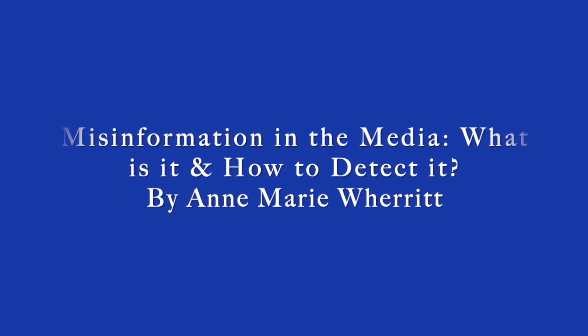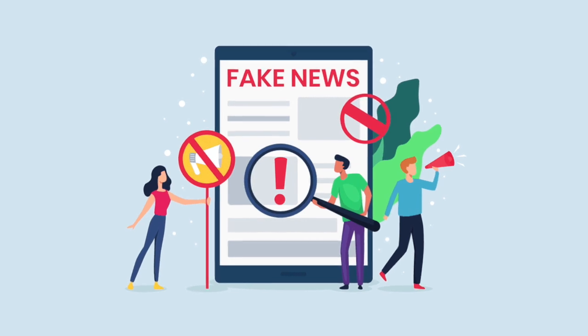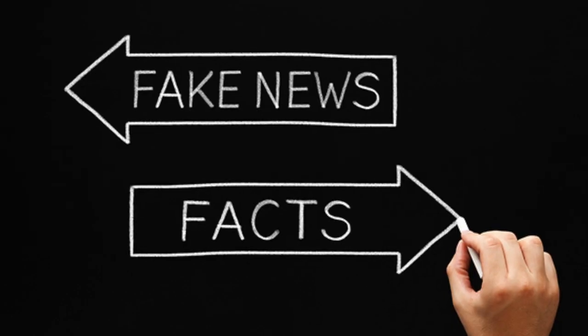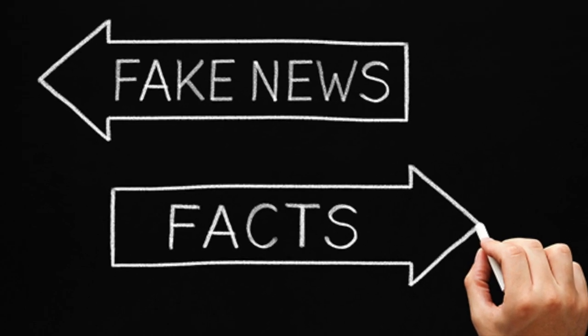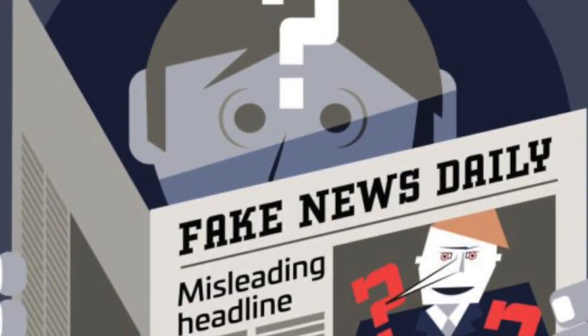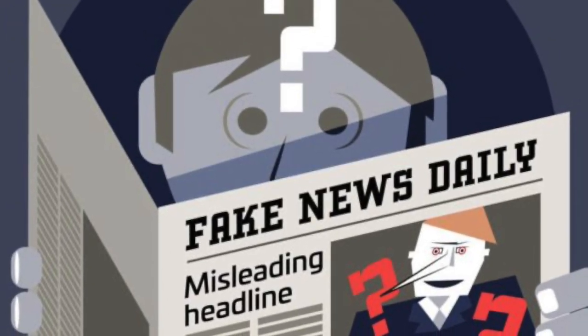Information in the media, what is it and how to detect it? By Anne-Marie Warren. What exactly is fake news? And where does it come from? Does it come from Facebook, Twitter, smartphones? And how to tell the difference between the fake and the facts. It's important we learn how to recognize the false information within the media to become a more informed voter and citizen. Fake news consists of misinformation and disinformation.